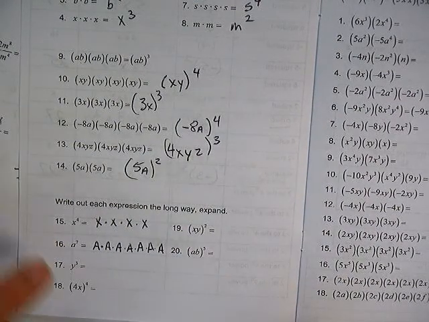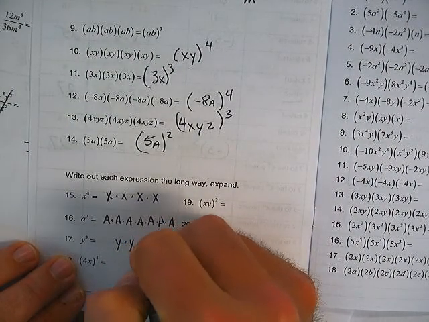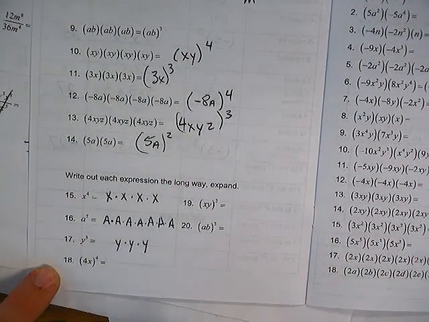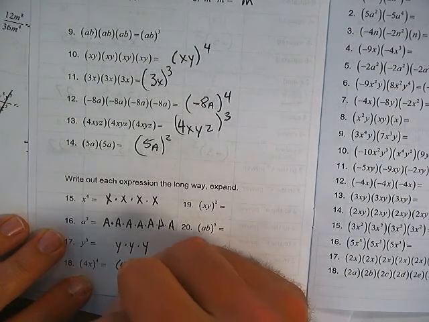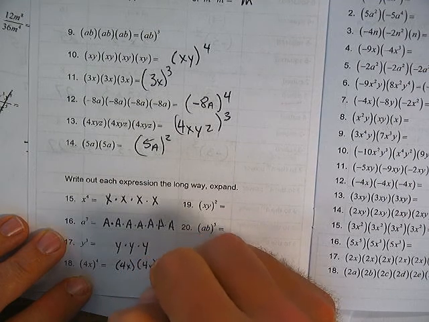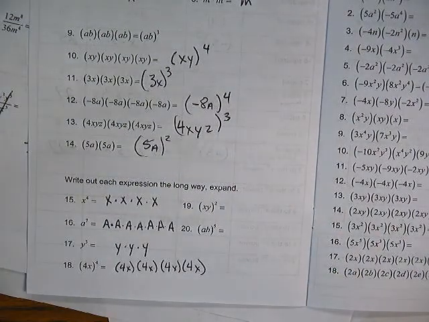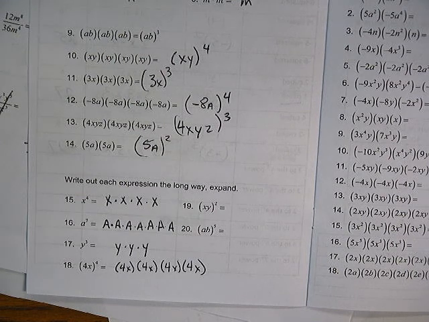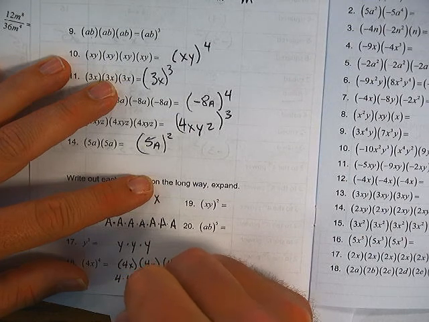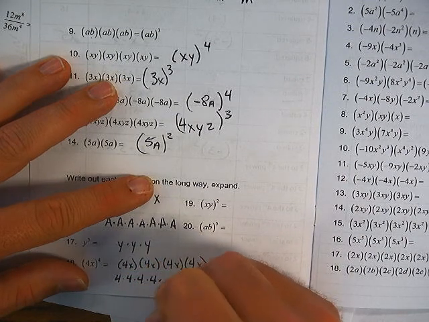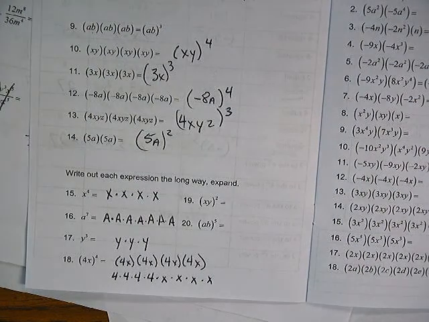Now, let me go ahead and do 17 first. That's just simply y times y times y. Now, you can write 18, 19, and 20 a few different ways. You could go 4x times 4x times 4x. But if it's a multiple choice question, you might see it like this. And this means exactly the same thing. That means 4 times 4 times 4 times 4 times x, x, x, x. Do you see that?